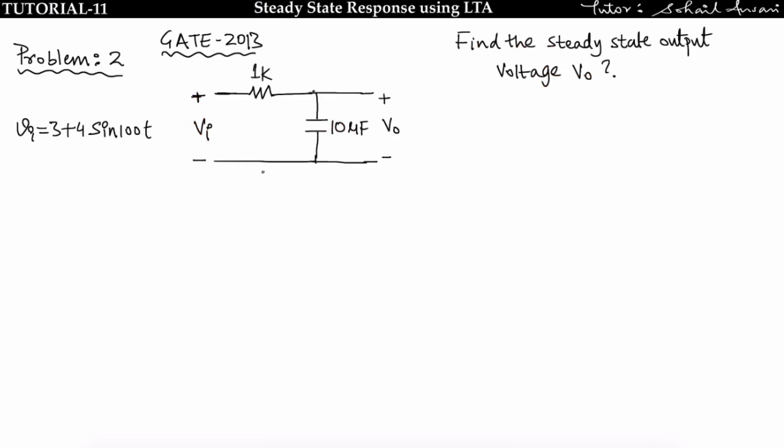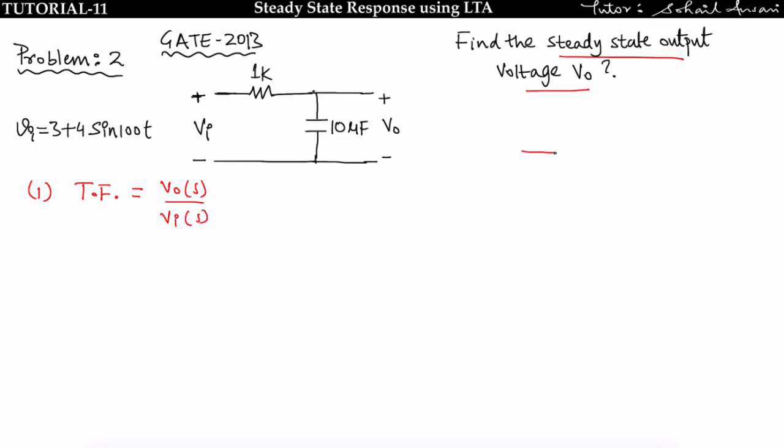See, this is the RC circuit given, and we have to find the steady state output voltage V0. What I told you is that you can go with the time domain approach, and you can also go with the frequency domain approach. I will prefer the frequency domain because it is easy to solve. So first I will find the transfer function of this circuit. Step number 1 is to find the transfer function, which is nothing but V0(s) upon Vi(s).